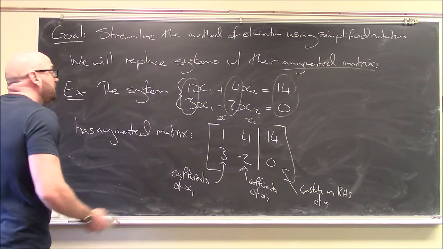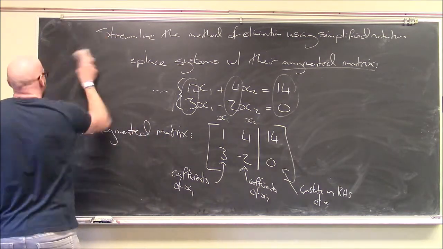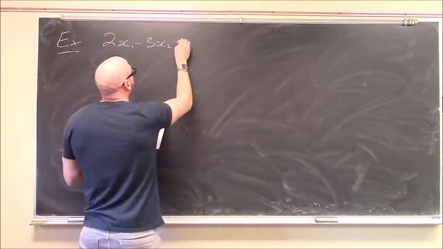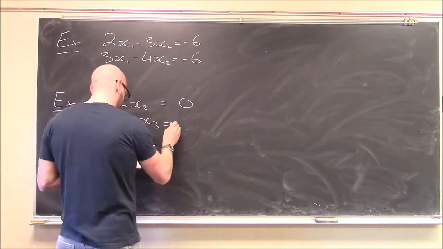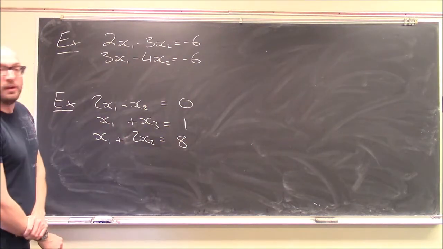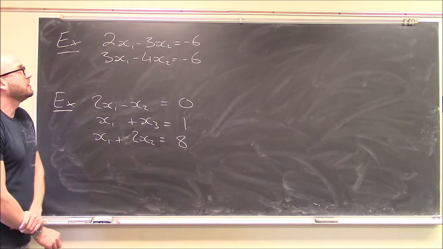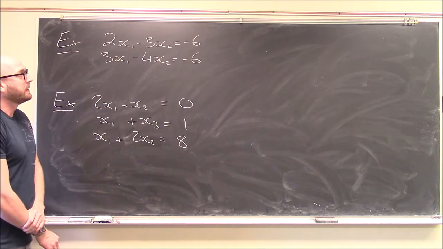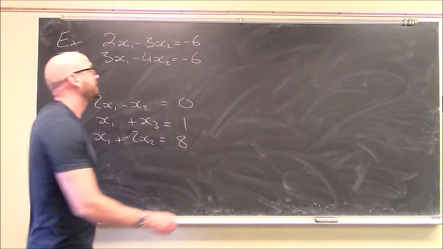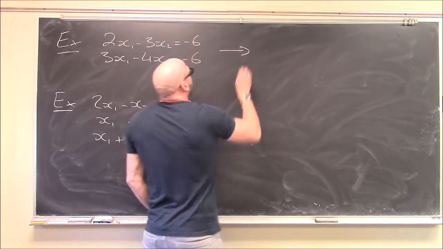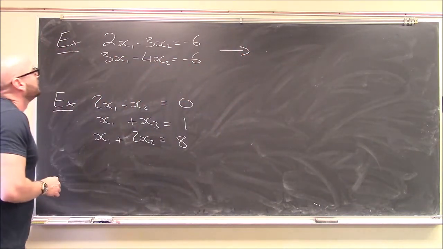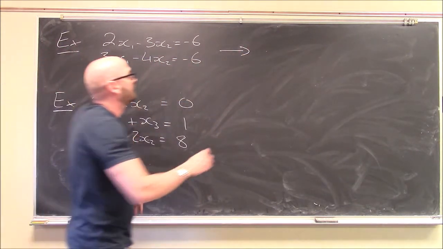Let's do a few more. Alright, so here's two more systems, and we're just going to build the augmented matrices for these really quickly. Then I'll tell you what we're going to do with the augmented matrices. But just to make sure we understand this process, here's another system, two equations, two variables.